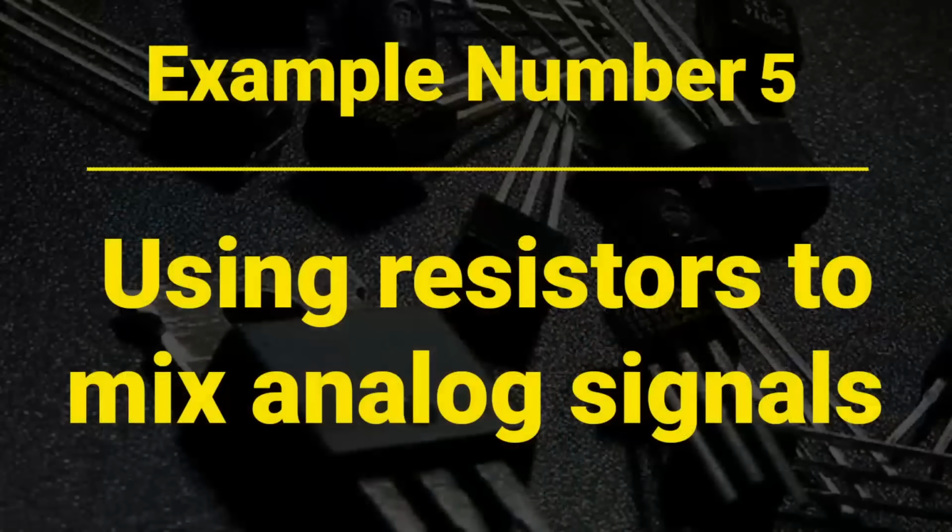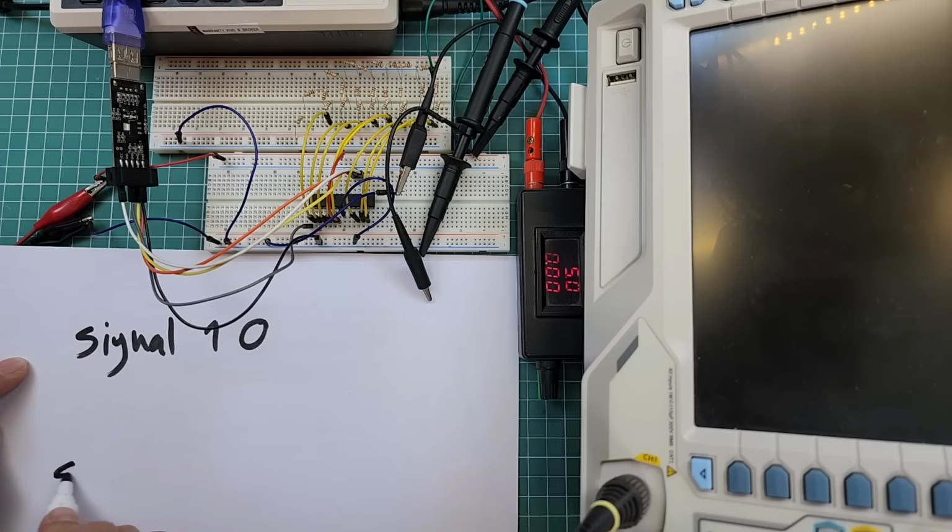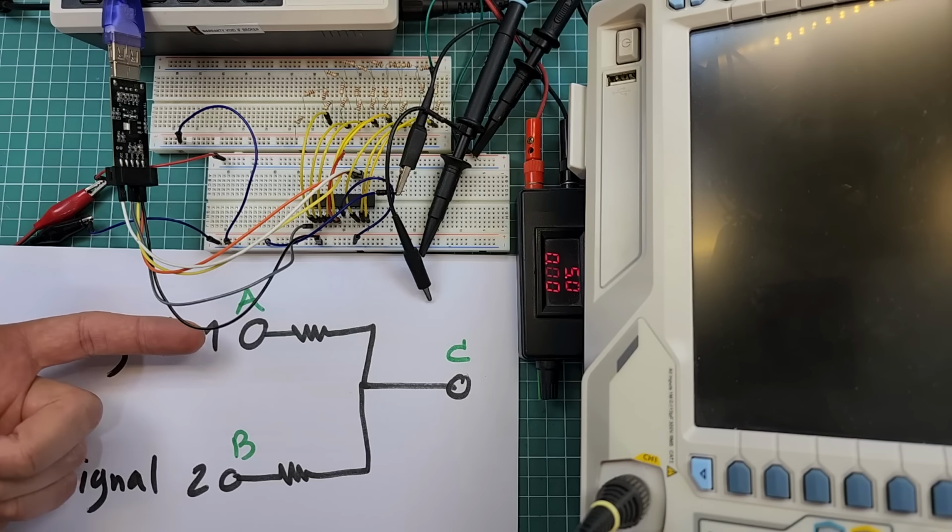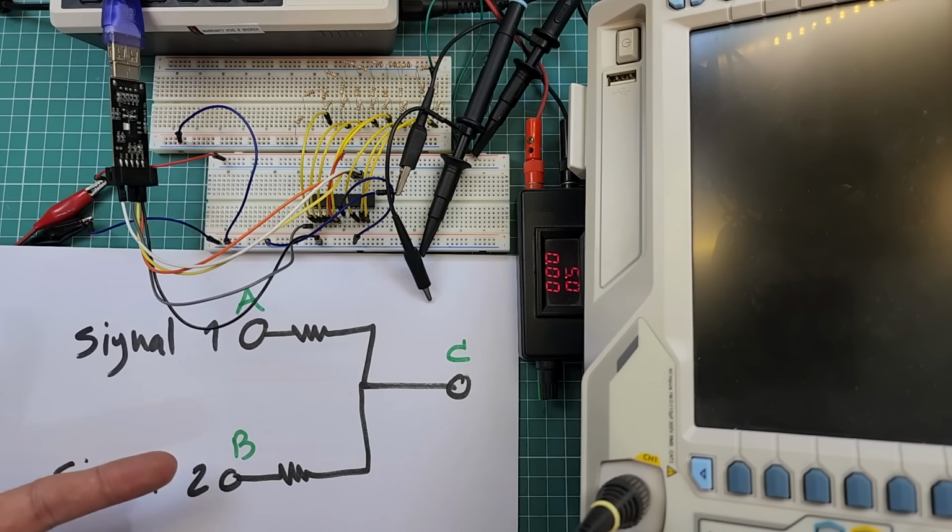Example number 5, using resistors to mix analog signals. This is the simplest signal mixer circuit ever. It consists of two resistors, this one and this one. These resistors are here for attenuating signals so they can mix easily. I'm going to apply the signal from the previous experiment to point A and another signal generated using my function generator to point B to see what will happen at point C.